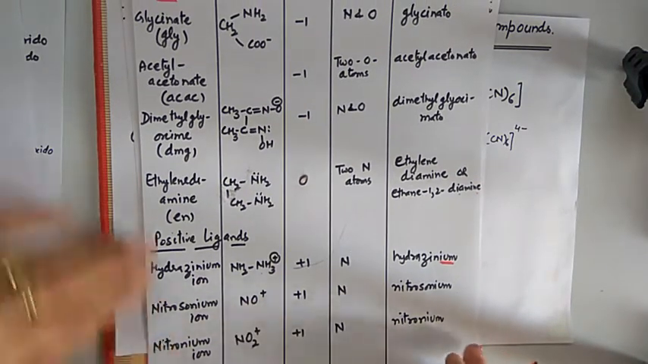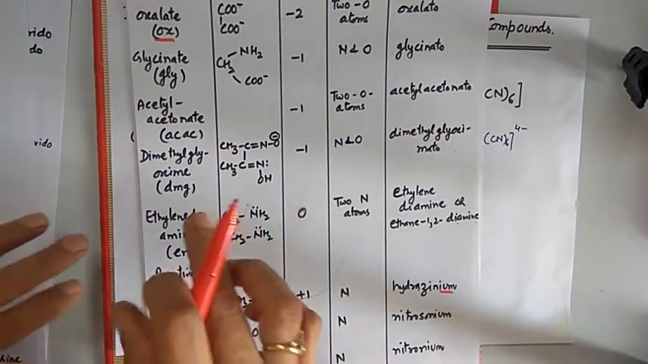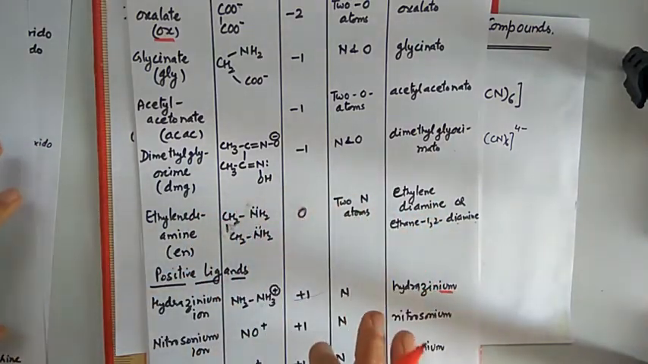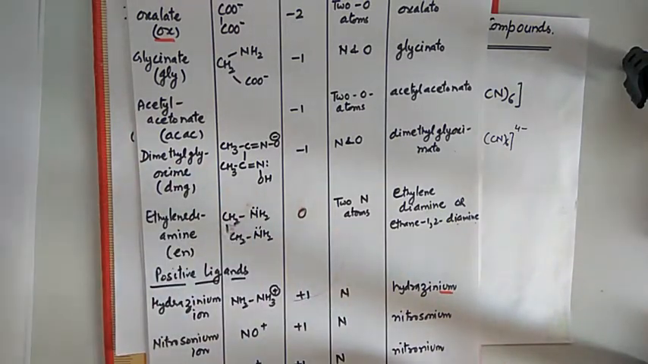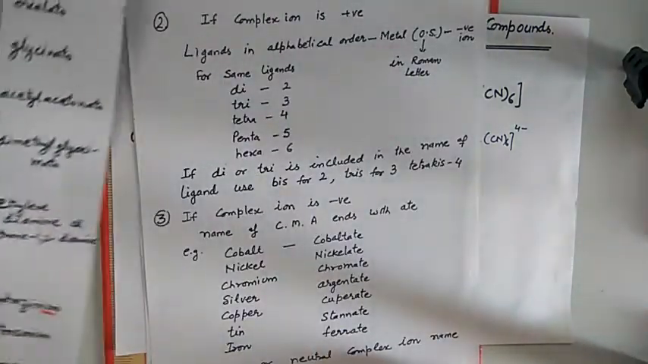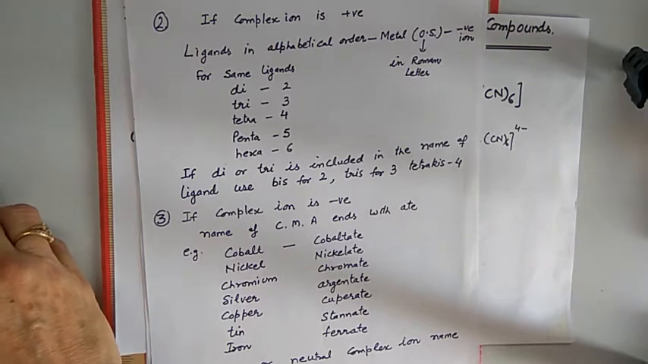So what I want to explain here is that it is very important for you to make your own table, and remember the names of ligands and the charge present on the ligands. Only then will you be able to write the names of coordination compounds. Clear? Then let us see a few rules while naming the coordination compounds.